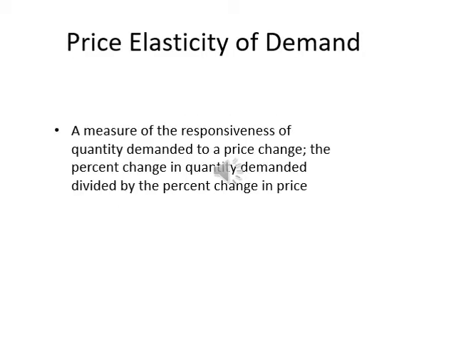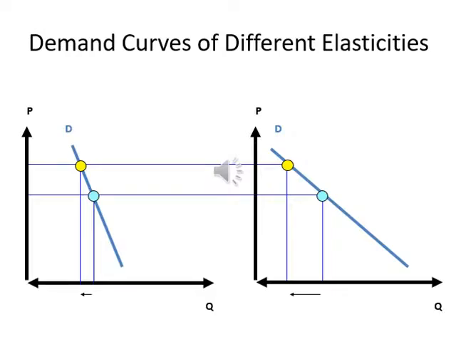Chapter 5 discusses elasticity of demand and supply. A measure of the responsiveness of quantity demanded to a price change, the percent change in quantity demanded divided by the percent change in price. Elasticities measure percent change in quantity demanded with respect to percent change in price of the good.